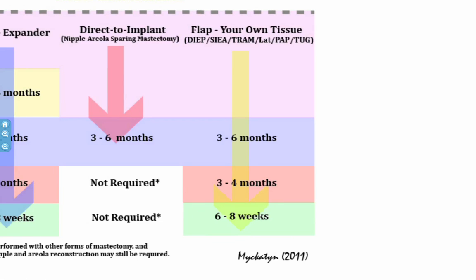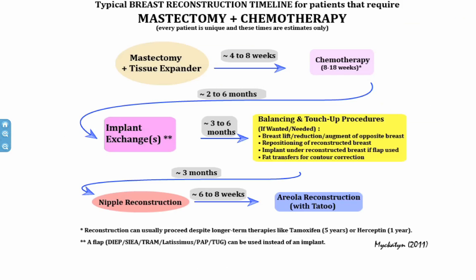For patients that choose to use their own tissues for breast reconstruction, or a flap, there are many options available, including taking the tissue from the abdomen, and this can include the DIEP, SIEA, or TRAM flap, from the back or the latissimus flap, or from the inner thighs or buttock regions, such as the PAP flap or TUG flap. In these cases, after the flap is performed, several months later, balancing procedures are often needed to improve the symmetry between the two breasts. And again, this can be followed by a nipple reconstruction, followed by an areolar tattoo.